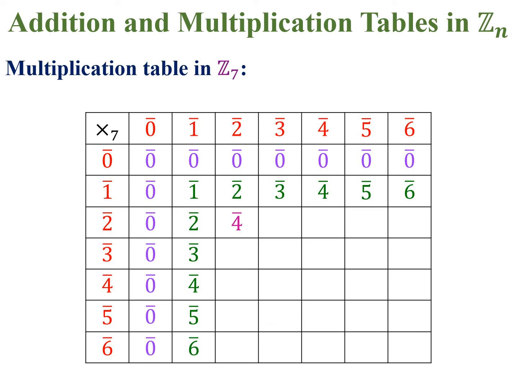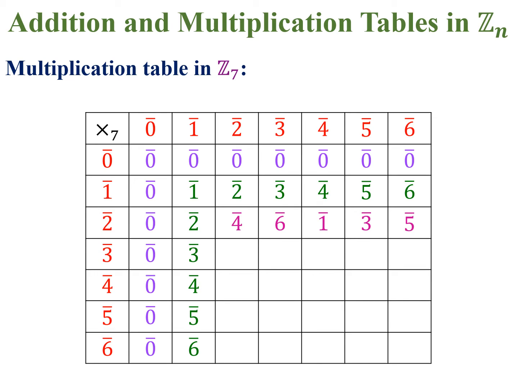Here 2 into 3 is 6, so class of 6. Here 2 into 4 is 8, but class of 8 is not present in Z7, so you have to divide 8 by 7. You will get the remainder 1, so here will be class of 1. 2 into 5 is 10. Class of 10 is not present in Z7, so divide 10 by 7. You will get 3 as remainder, so here will be class of 3. 2 into 6 is 12. 12 divided by 7, remainder is 5.